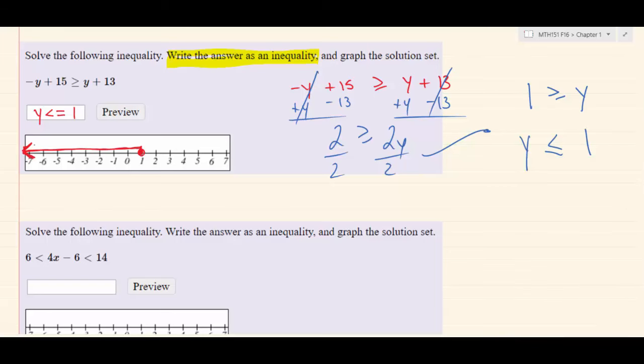Arrow to the left. How would you write this in interval notation? Parenthesis, negative infinity, comma 1, and you can call it a square bracket. Some people call it a hard bracket.